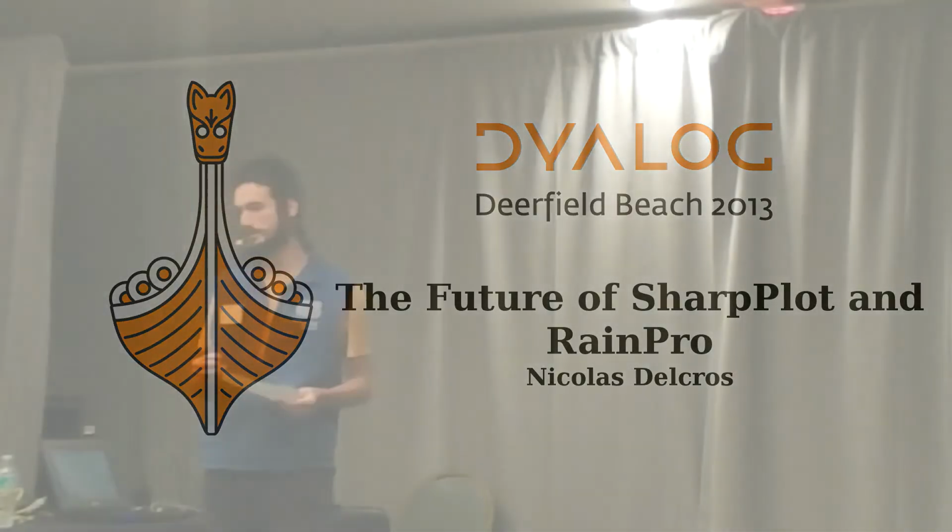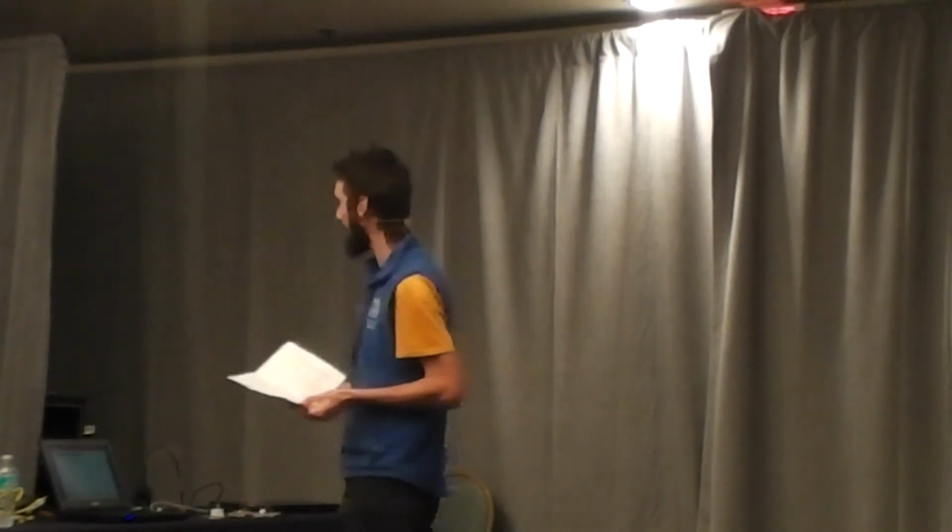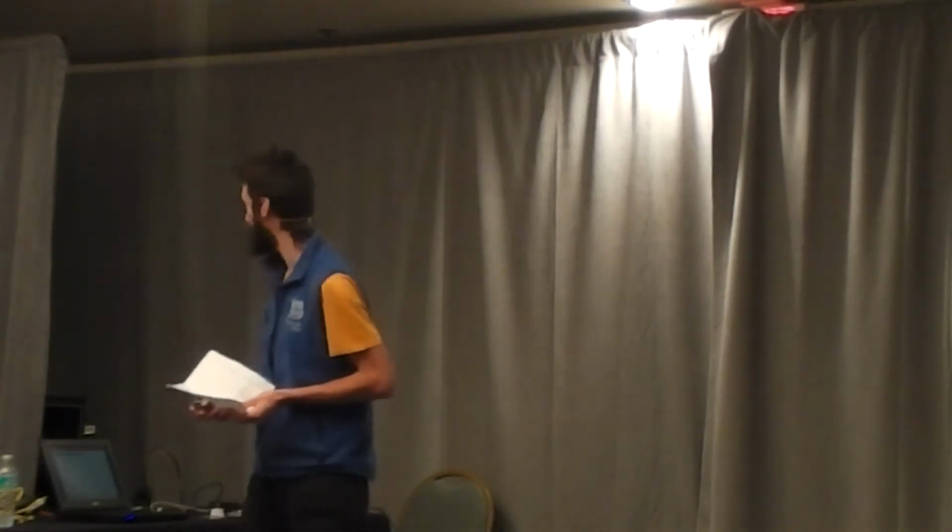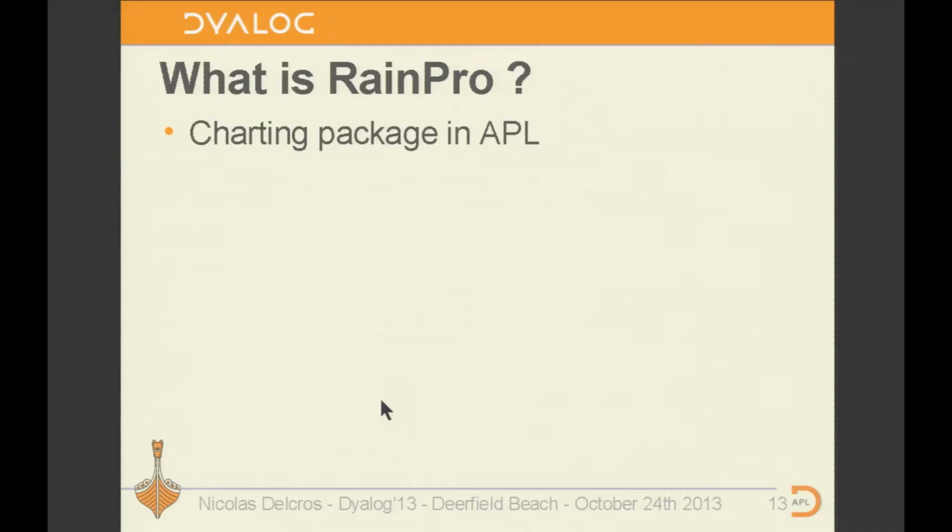So SharpPlot is the new fashionable thing to do. I'm going to give a little bit of background. It used to be called RainPro. What is RainPro? RainPro was an APL package, so a bunch of APL functions doing charts.